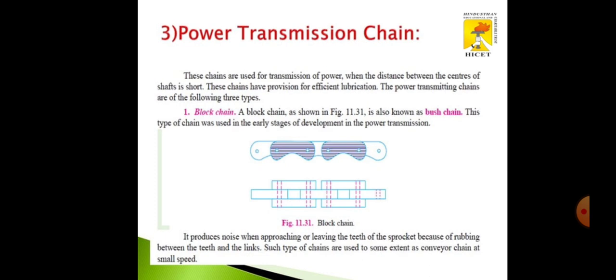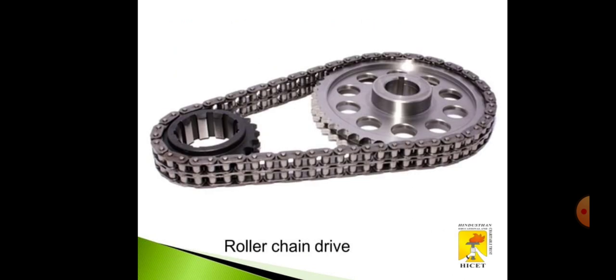The next one is the power transmission chain. This chain is used for transmission of power when the distance between the centers of the shafts is short. The power transmission chains are classified into three types. The first one is the block chain, which is shown in this figure. This type of chain was used in the early stages of development in power transmission. It produces noise when approaching or leaving the teeth of the sprocket. It is used to some extent as a conveyor chain at small speed.